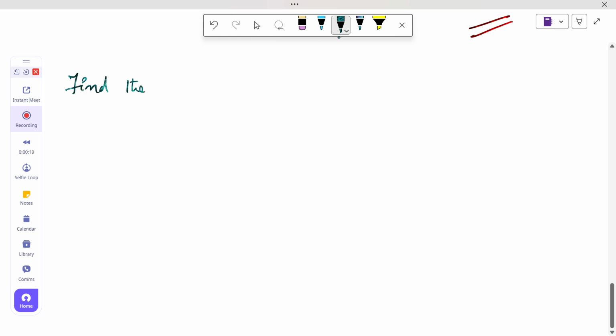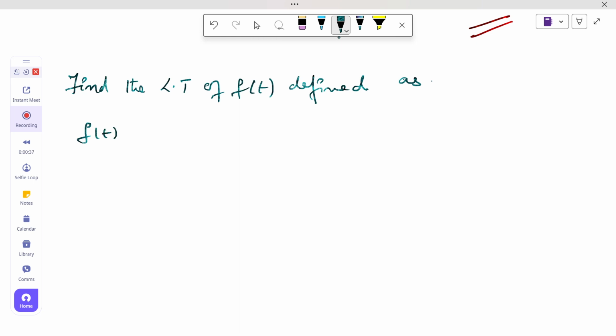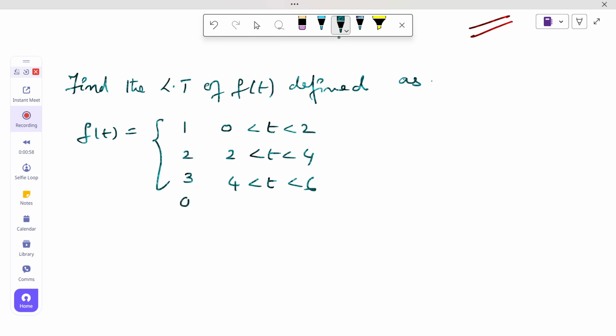Find the Laplace transform of f of t, defined as: f of t is equal to 1 for 0 less than t less than 2; next value 2 for 2 less than t less than 4; next is 3 for 4 less than t less than 6; next is 0 for t greater than 6.